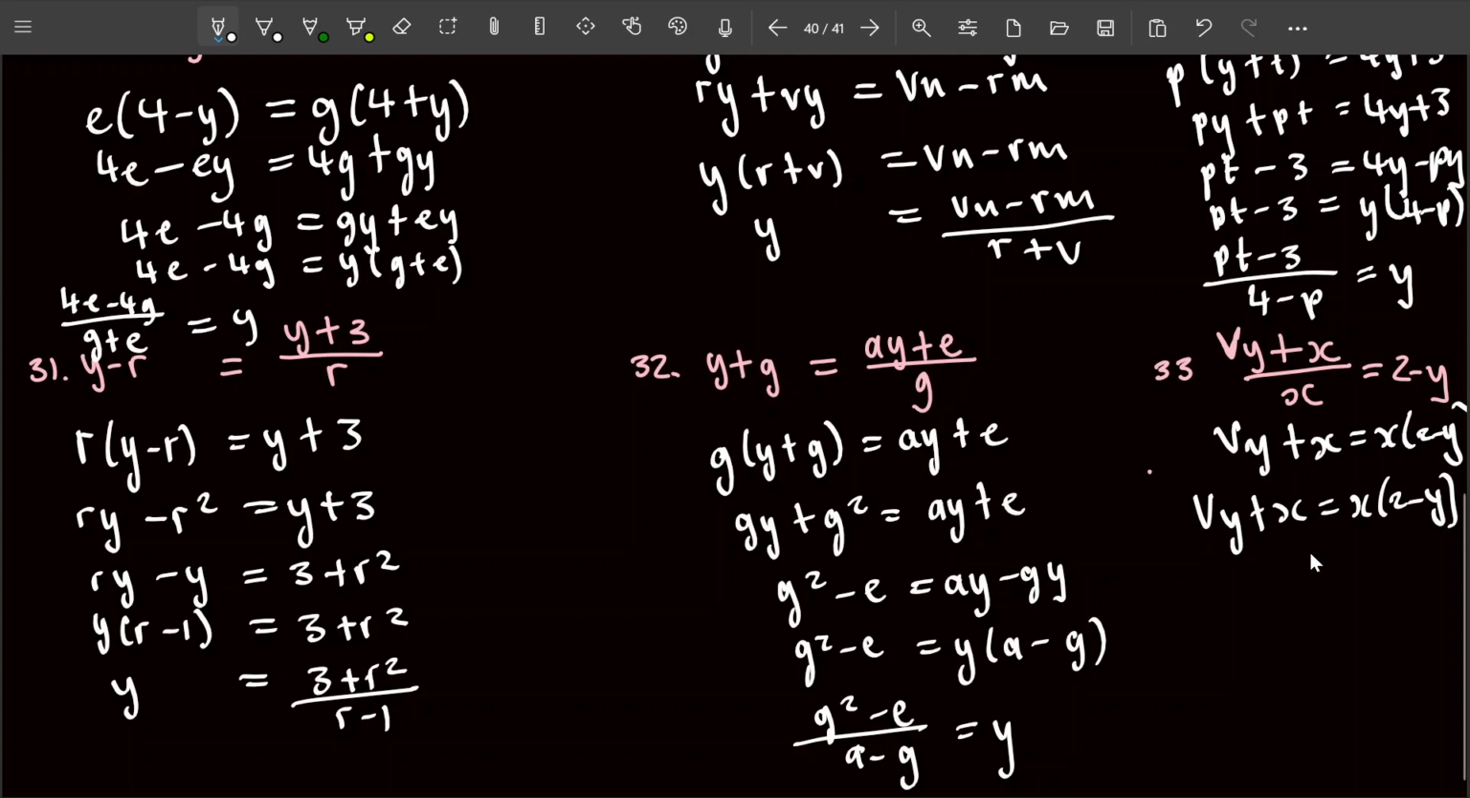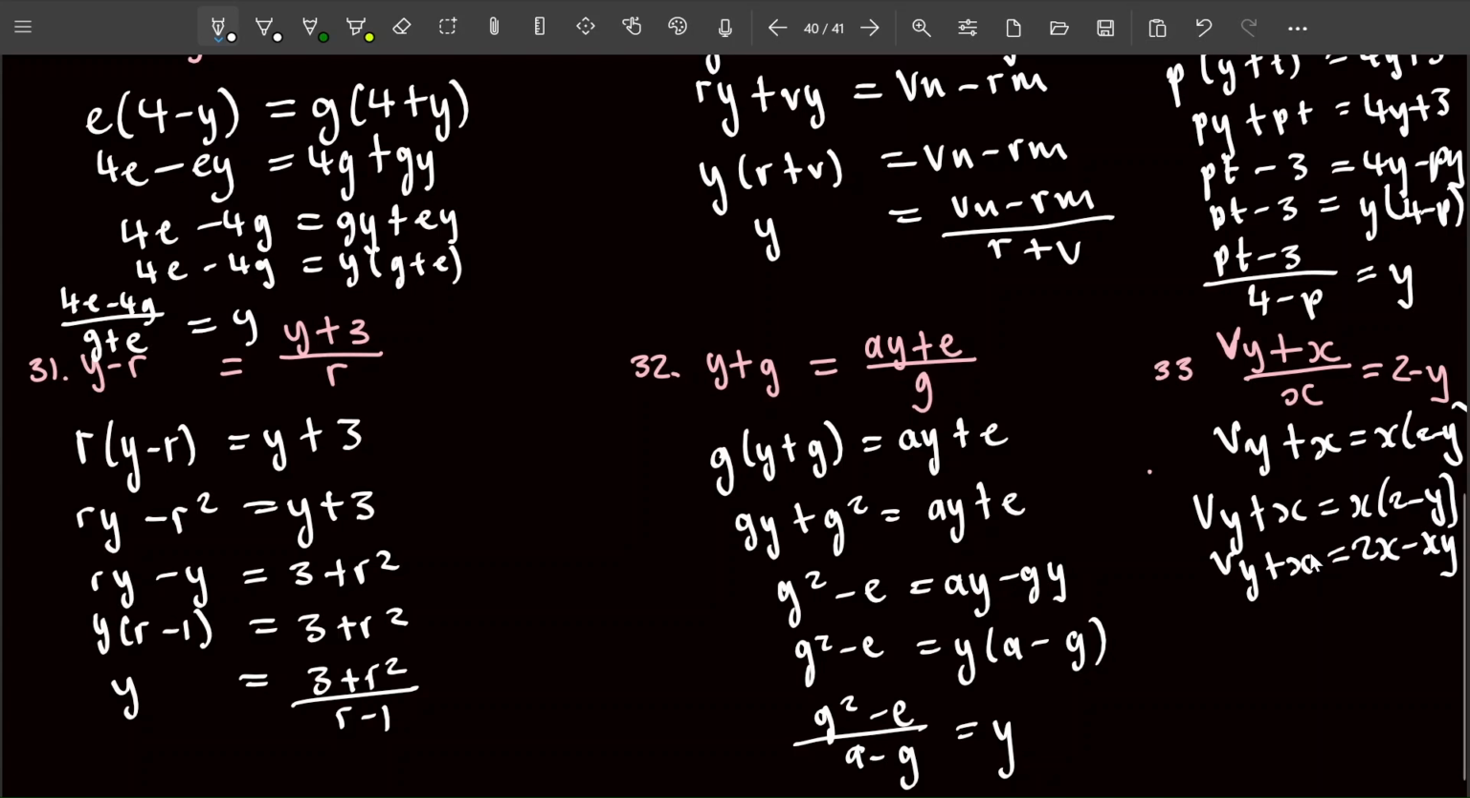I expand. Why do I expand? Because I have y on the right and y on the left. So instead of taking x to either of the sides, I have to expand. So it's going to be vy plus x is equal to 2x minus xy. Okay, because x times negative y, the signs are different. Your answer is negative x times y is just xy.